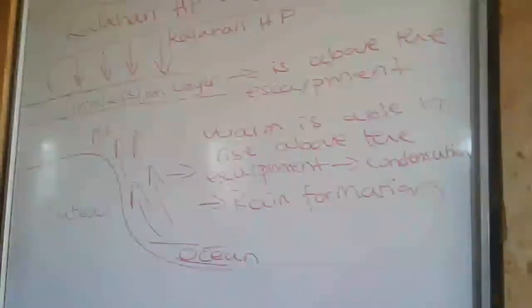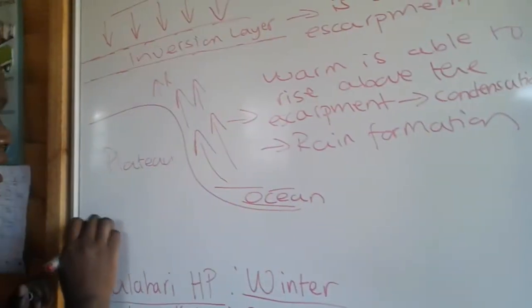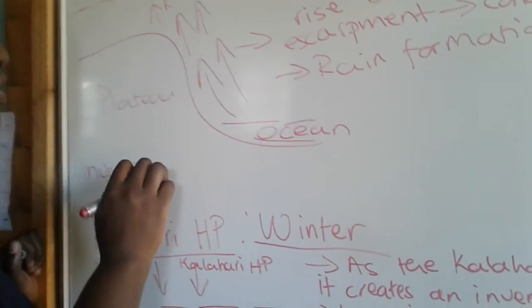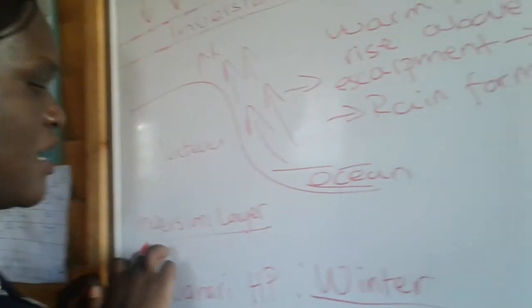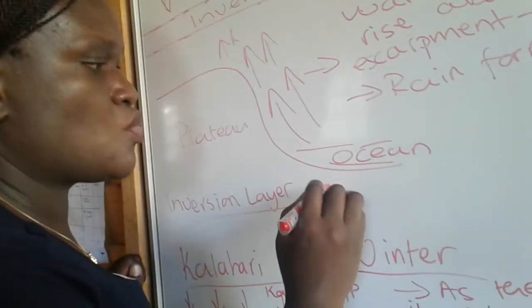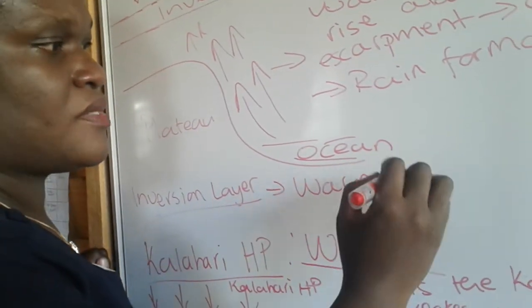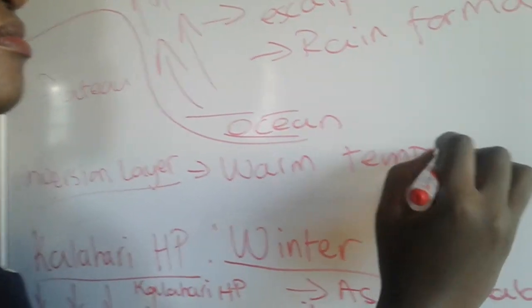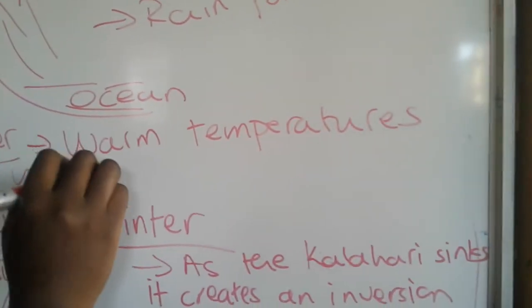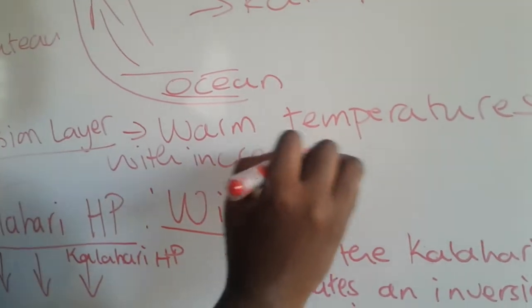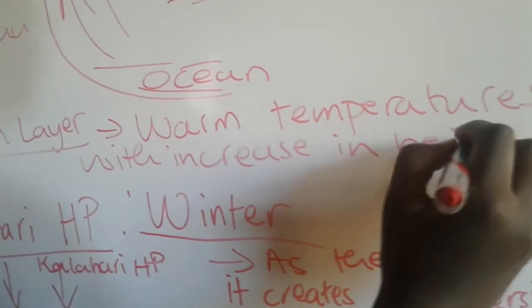And then one is going to ask me, what is an inversion layer? Remember from your grade 10 geography, as the Kalahari is sinking, it warms up. So when we talk about the inversion layer, we're talking about warmer temperatures with increase in height.